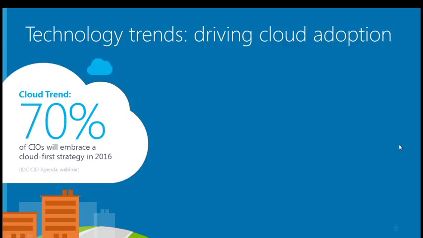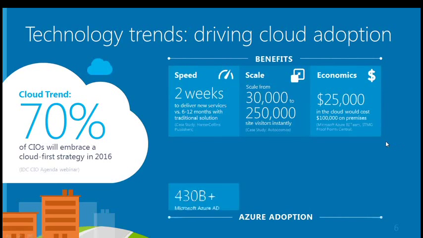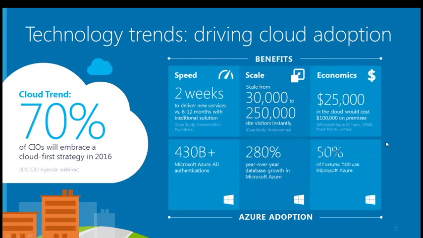And the reason they cited for moving to the cloud is, as we said, the benefits: obviously speed, scale, and economies of scale. Speed. One of our customers was able to deliver solutions within 2 weeks versus what used to take them before, which was 6 to 12 months in a traditional way. And that's HarperCollins, one of our customers. Another customer wanted to scale from a site that used to accommodate 30,000 hits per day to 250,000 visitors. And that was again instantly done by the auto-scaling feature in Azure.